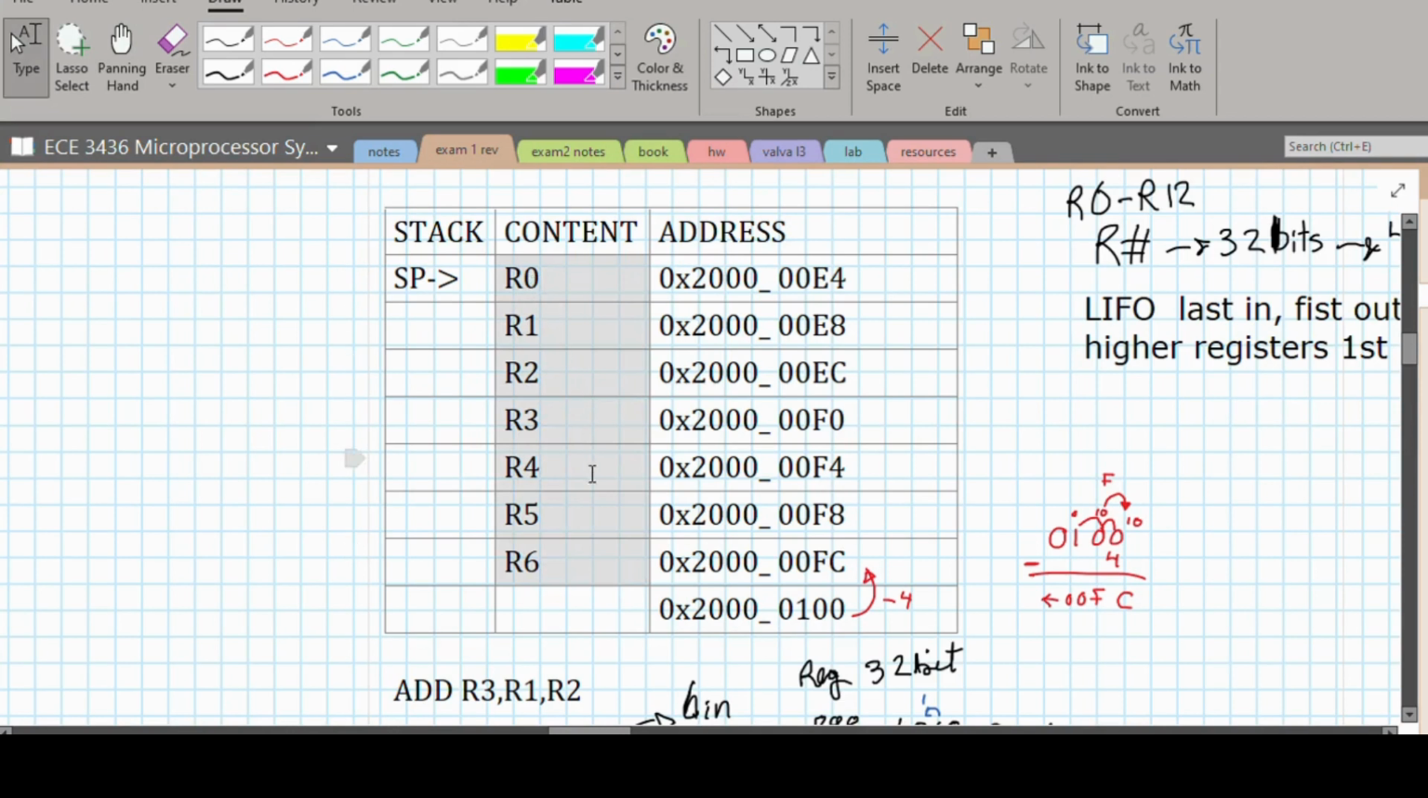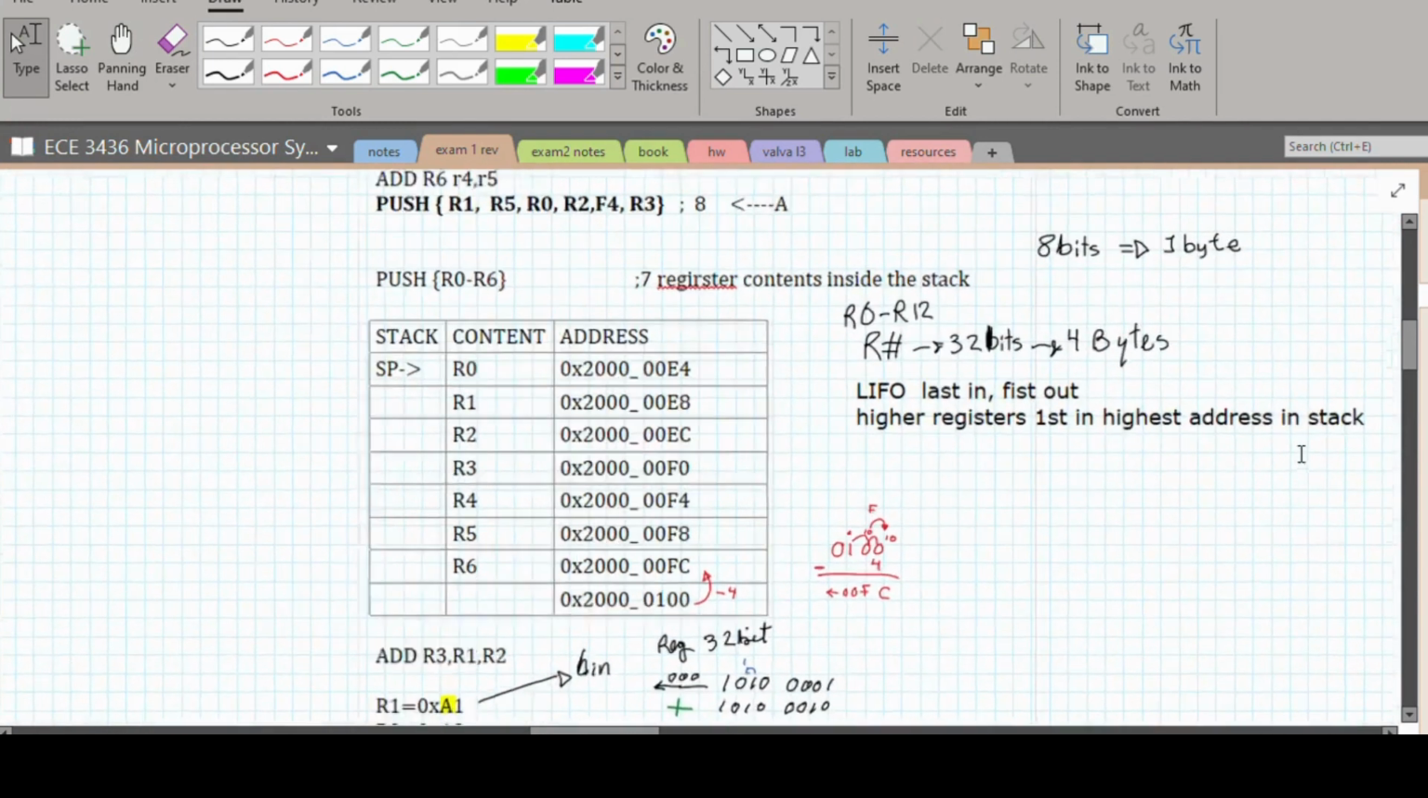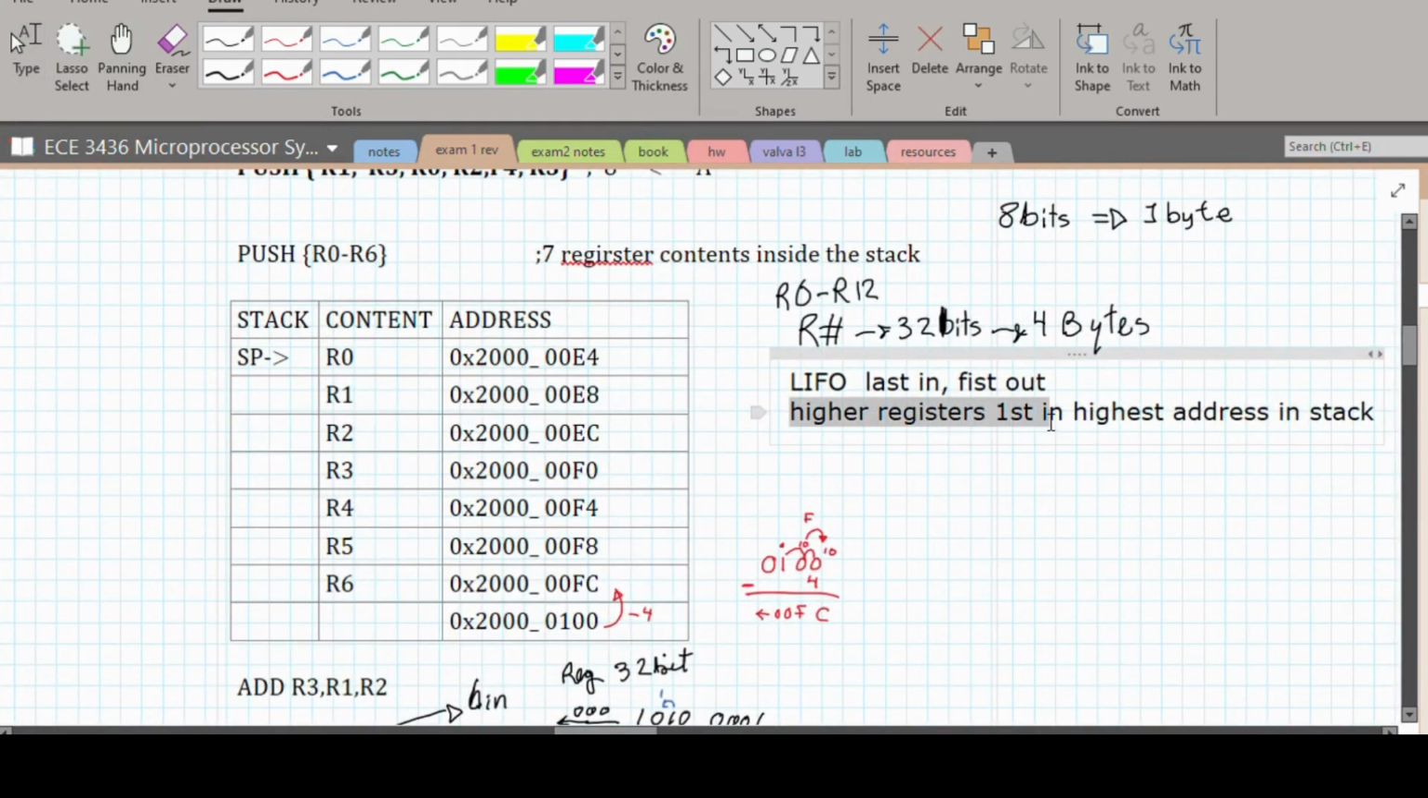Now it's important to know the order, because many of you put R6 at the top and R0 at the bottom, and then the other ones around it. You need to take into account that the lowest register, actually let me put it here, the highest register goes first in the highest address.